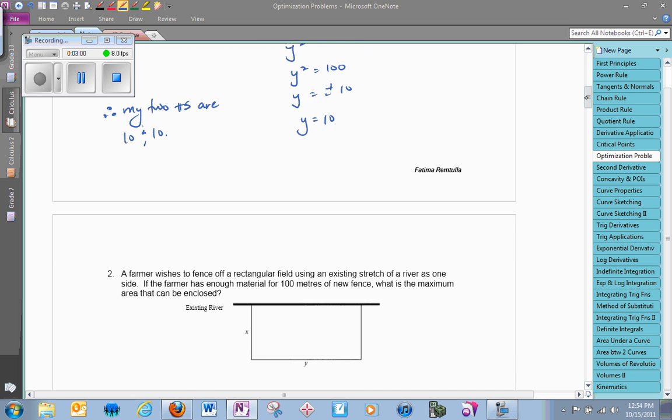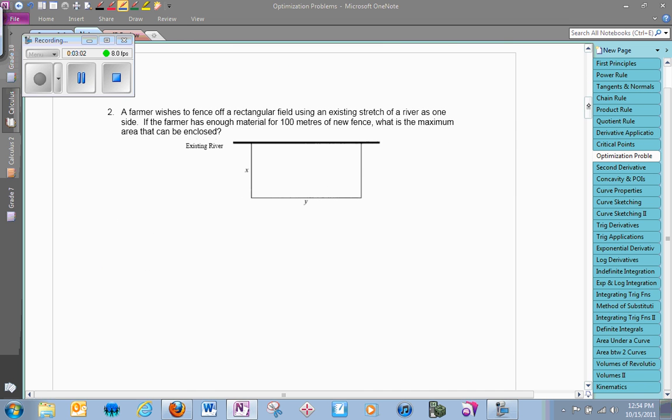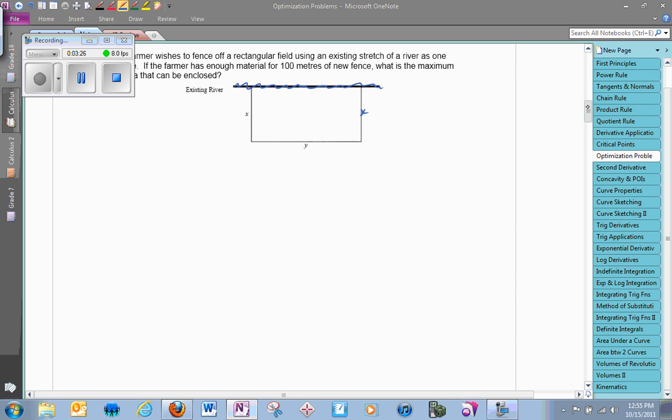So the next one, number 2, is definitely something you may have seen when you were in grade 10. A farmer wishes to fence off a rectangular field using an existing stretch of river, so this is the river right here. If the farmer has enough material for 100 meters of new fence, what is the maximum area that can be enclosed? Well, if this side is x, this side is also x over here. This is y, the longer side.